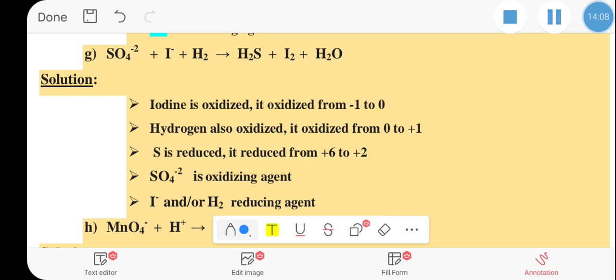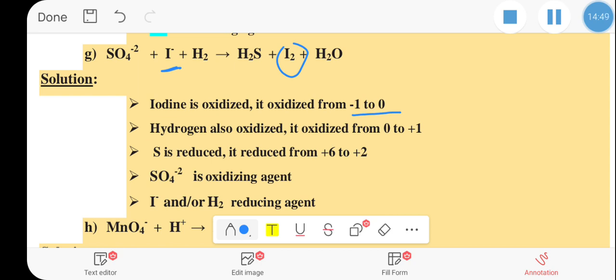The seventh question: sulfate ion reacts with iodine ion and with hydrogen molecule to produce hydrogen sulfide, iodine molecule and water. In this case, iodine is oxidized from minus 1 to 0. In the product side it is 0, in the reactant side minus 1. From minus 1 to 0, it is oxidized. Therefore, iodine is oxidized from minus 1 to 0.